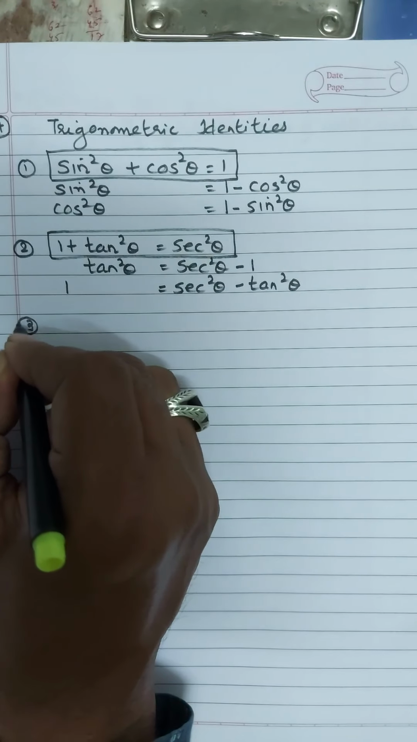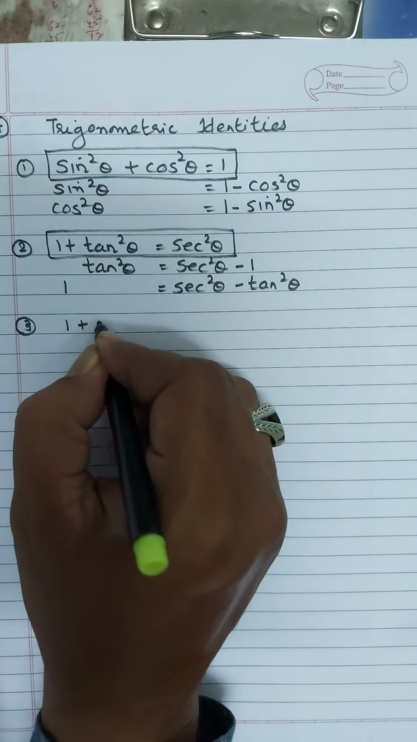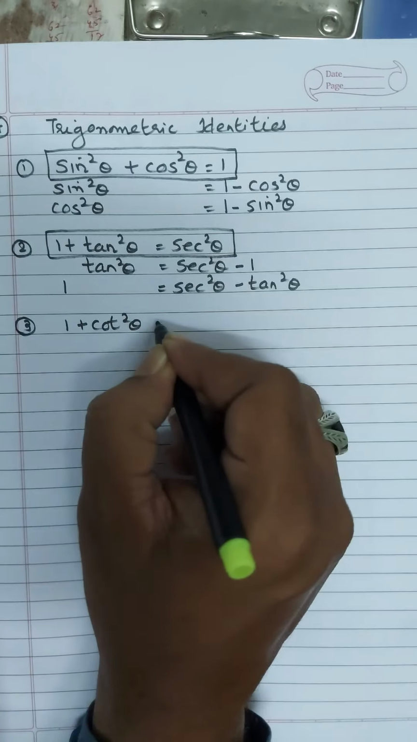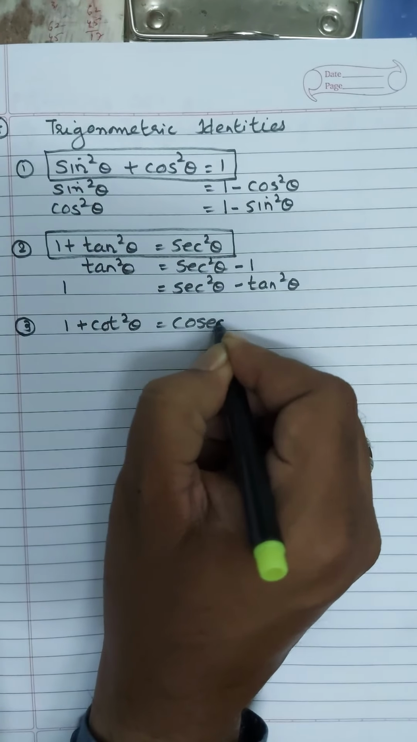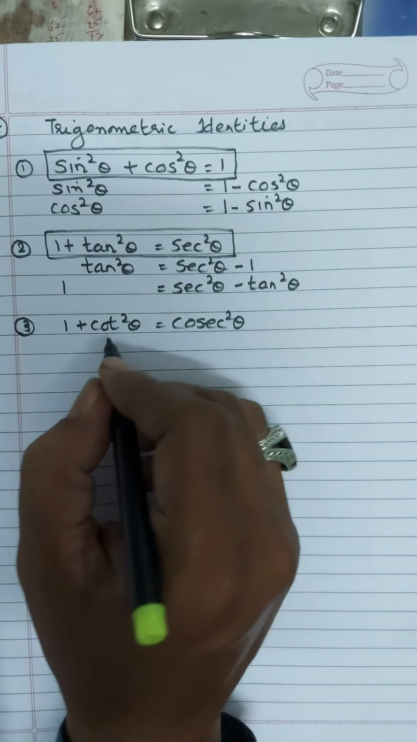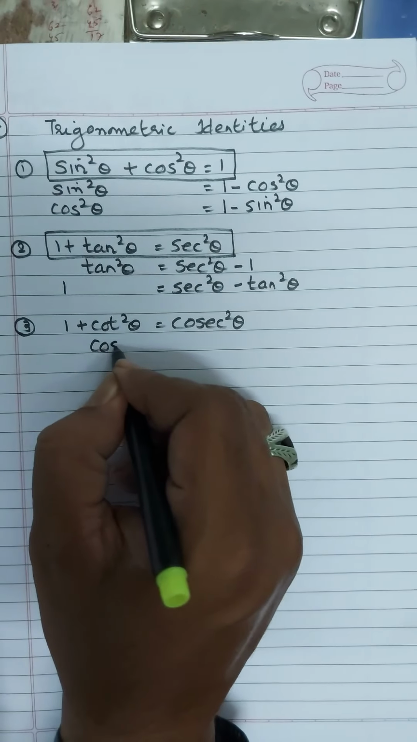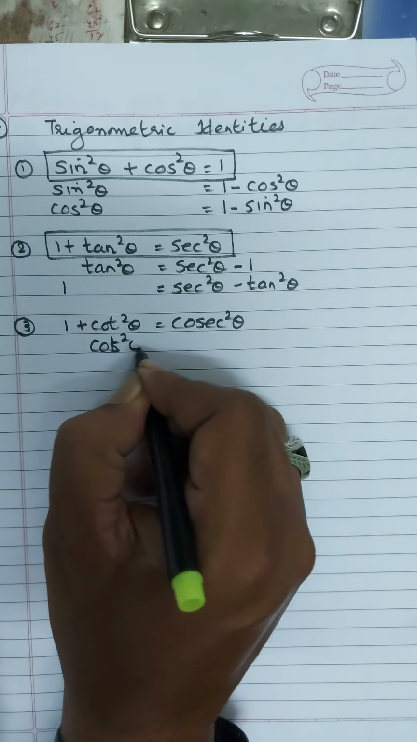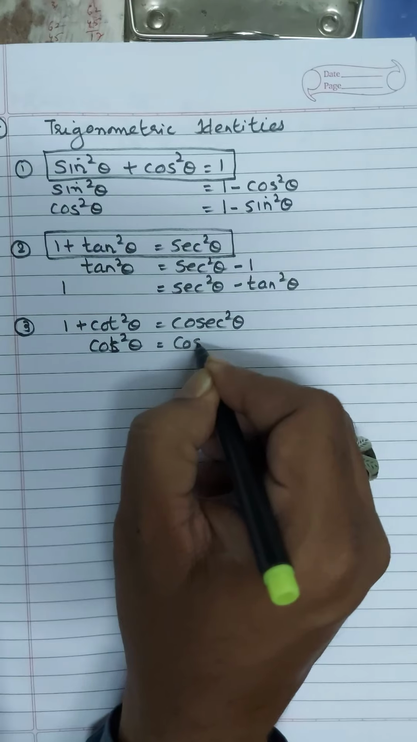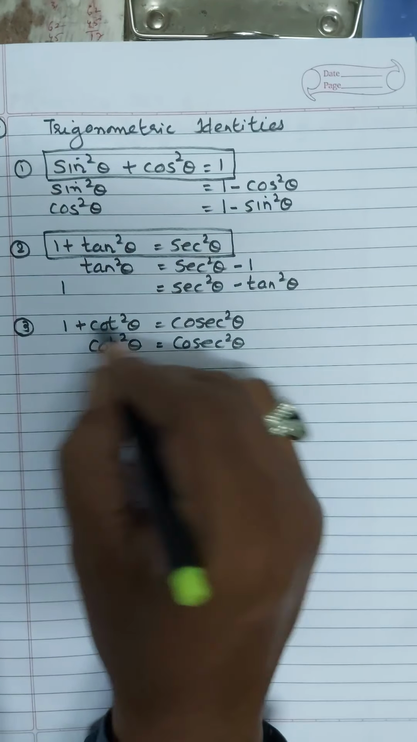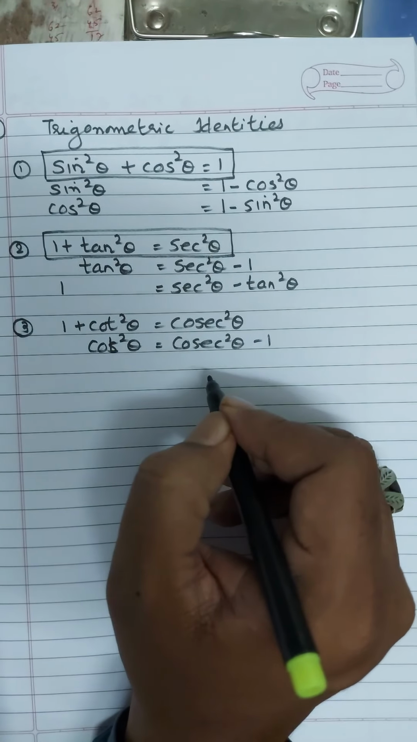Now, one more is there, the third one: 1 plus cot square theta is equal to cosec square theta. Okay, so again we need to take out the two more possibilities. Cot square theta is equal to directly write down cosec square theta. Plus 1 we need to shift over there, so it becomes minus 1.